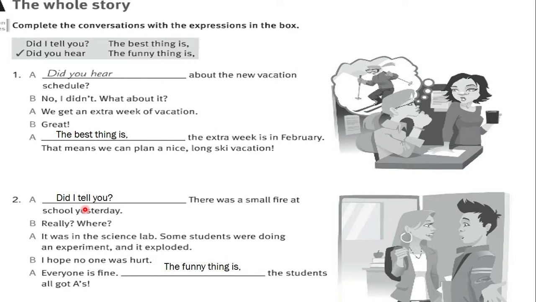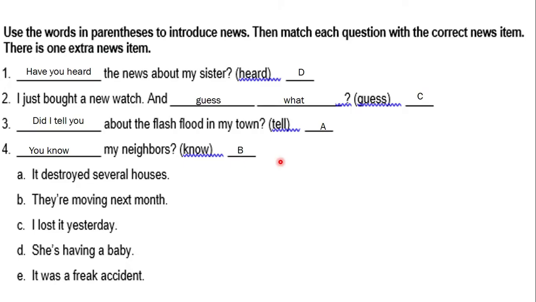Good. Number 2, did I tell you? Si te conté. There was a small fire at school yesterday, so she's introducing news. That's why we are using did I tell you. Really? Where? It was in the science lab. Some students were doing an experiment and it exploded. I hope no one was hurt. Everyone is fine. The funny thing is, the students all got A's. O sea, lo más gracioso de todo es que los estudiantes todos se sacaron buena nota. So she's introducing ideas here, okay? And then in the first part, she's introducing news. Está dando la noticia primero, por eso estamos utilizando esta estrategia, okay? And when you are introducing ideas, it means when you're giving extra information in a conversation, you use these expressions. The best thing is, the funny thing is, the scary thing is, etc., etc. All right, very good. And let's continue.